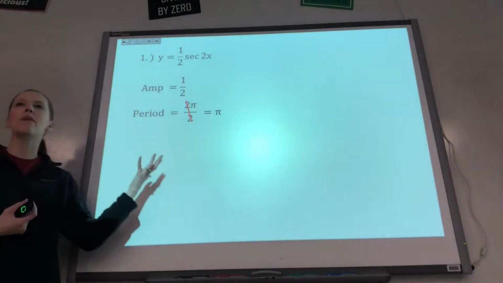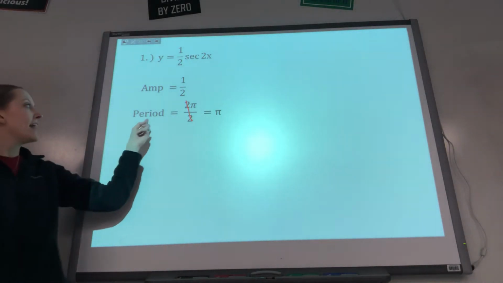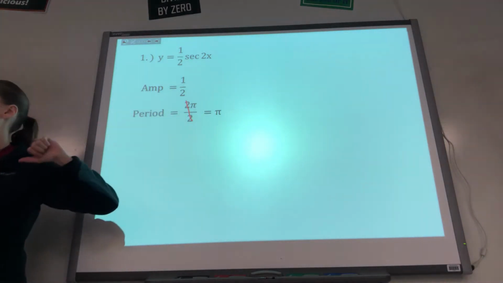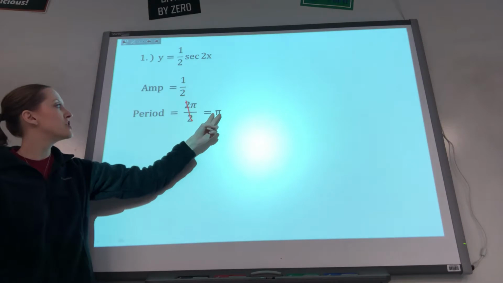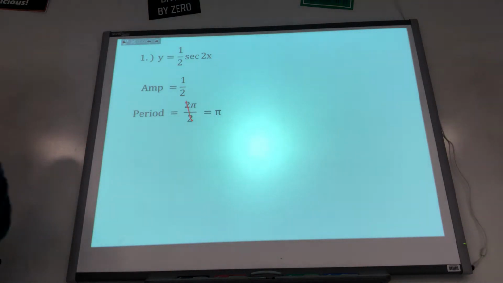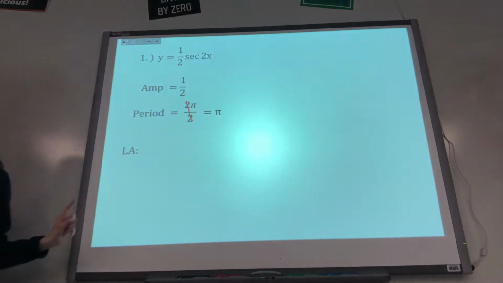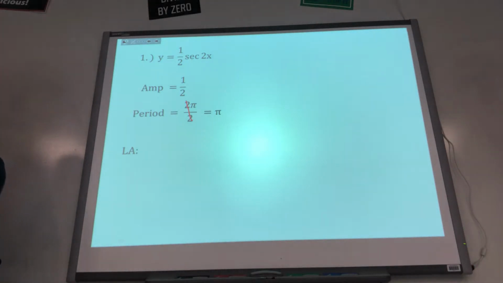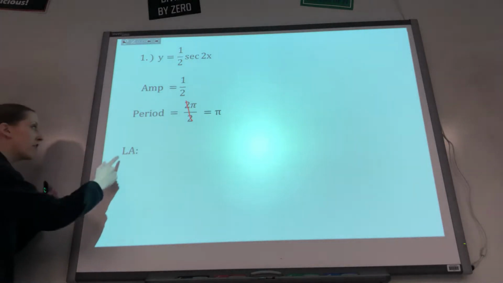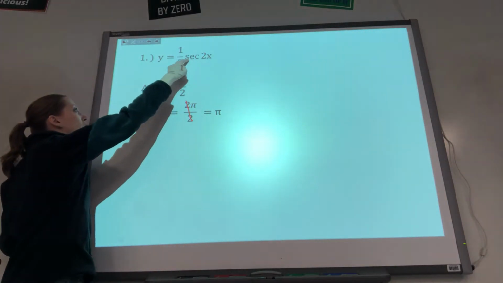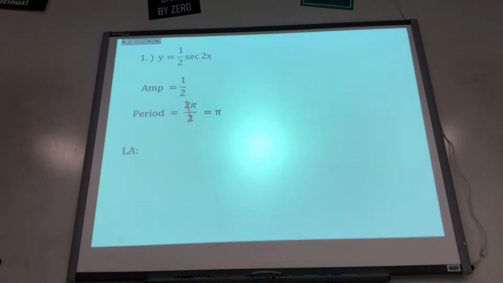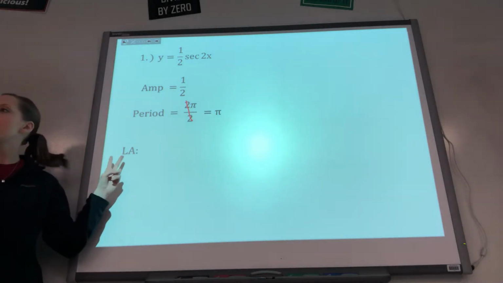So this is the same idea as yesterday. Anytime the period changes from what the parent graph was, you have to go through your old important stuff, divide all of that stuff by b to get your new important stuff. Now pay attention to what function we're working with. We're working with secant. So if you go back to the parent graph for secant, where was the left asymptote?